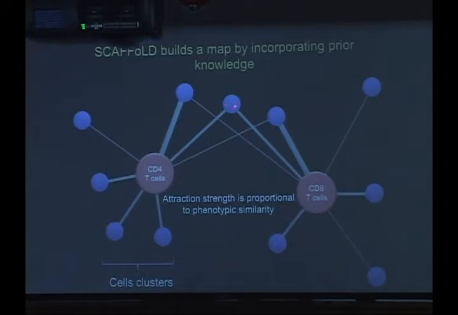While, for instance, this cell here is sitting between CD4 and CD8 T cells, because the marker values of this particular cluster are in between the marker values of CD4 and CD8 T cells. So once again, the idea is to connect stuff with a weight that is proportional to the phenotypic similarity.